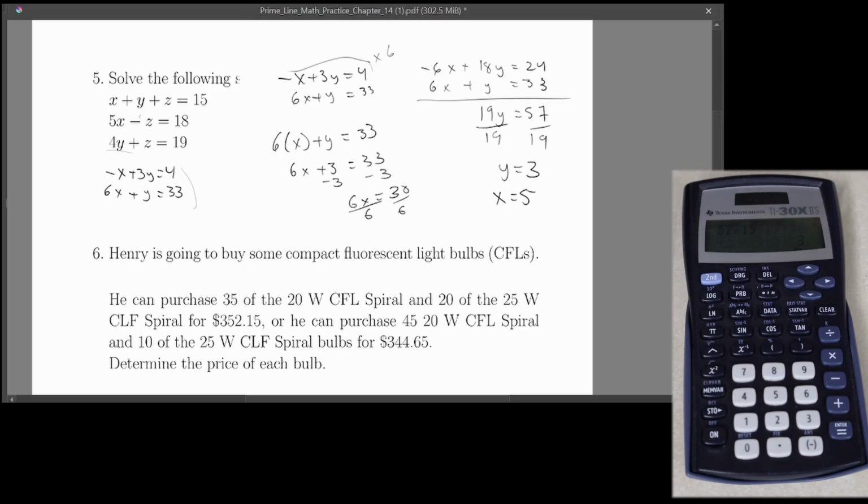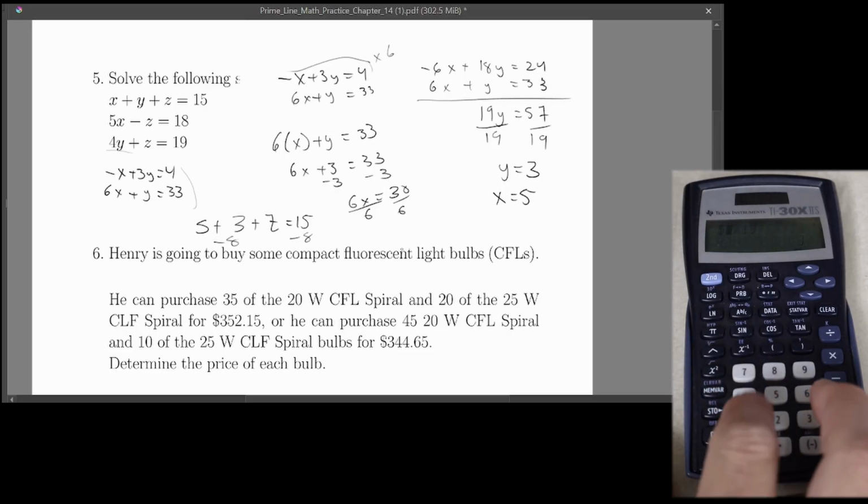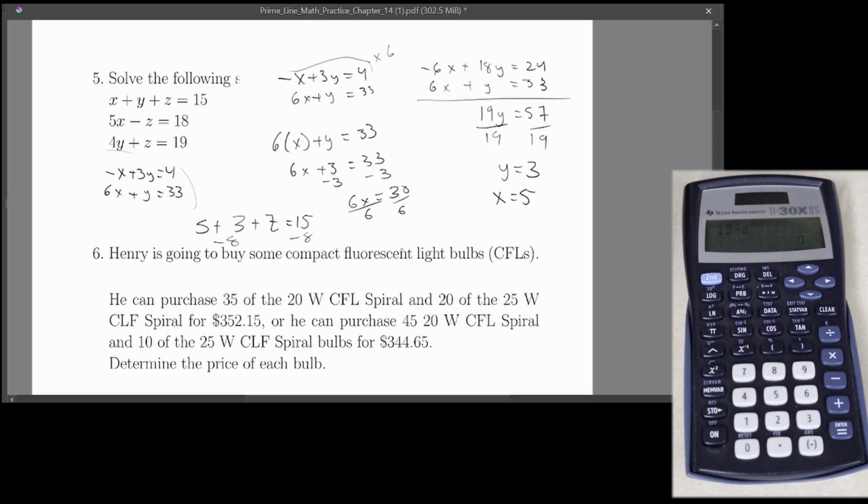And lastly for our z, we'll have x plus y plus z. So 5 plus 3 plus z equals 15. This is 8, so we can subtract 8 from both sides. And 15 minus 8 gets us 7. So we get z equals 7. So 5, 3, 7, or if we wanted to write this in the coordinate system, our x, our y, and our z.